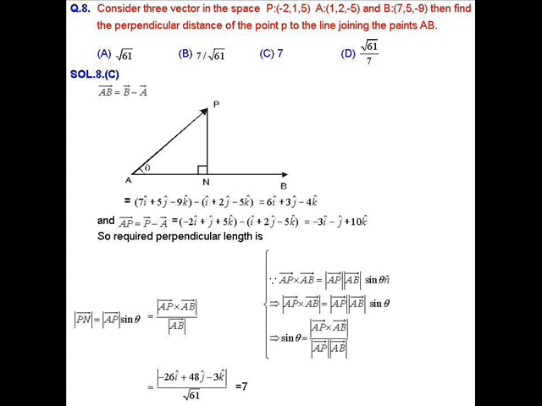So when we compute it, we have the magnitude of PN equal to the magnitude of AP cross AB divided by the magnitude of AB, since sin theta is equal to the magnitude of AP cross AB divided by the magnitude of AP times the magnitude of AB, as given in the solution. So when we compute it, our answer is 7. That is, the perpendicular distance of the point P to the line joining the points A and B is 7. So our option C is correct.